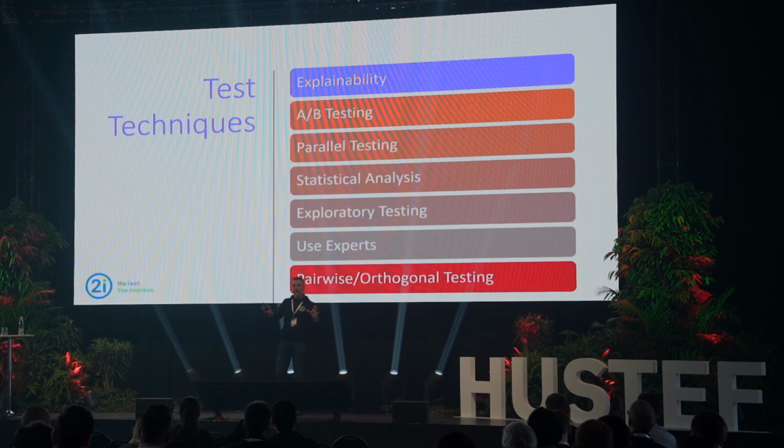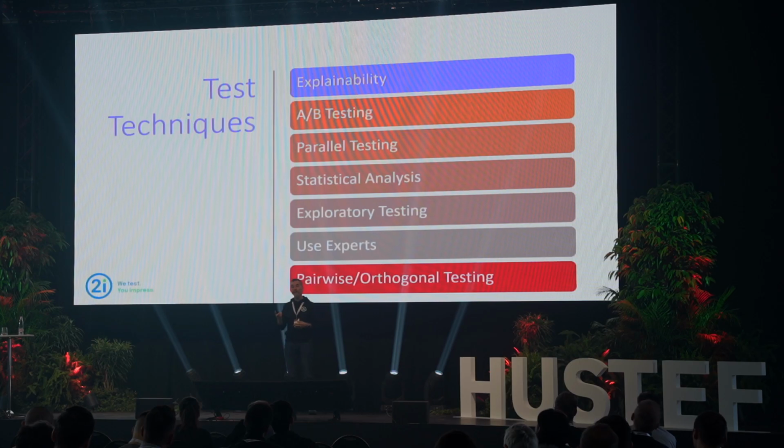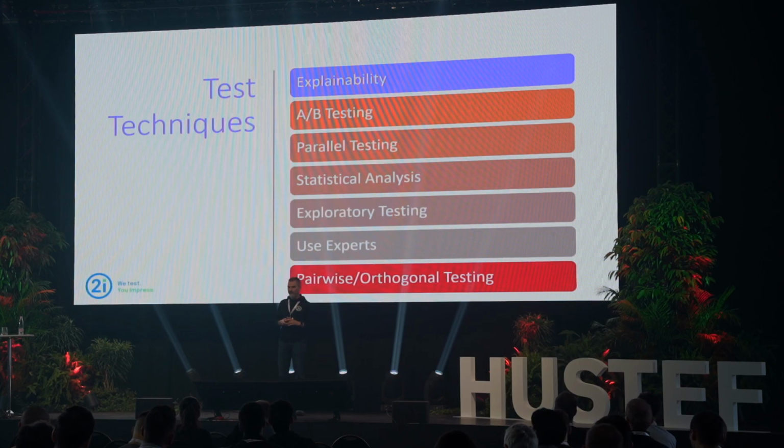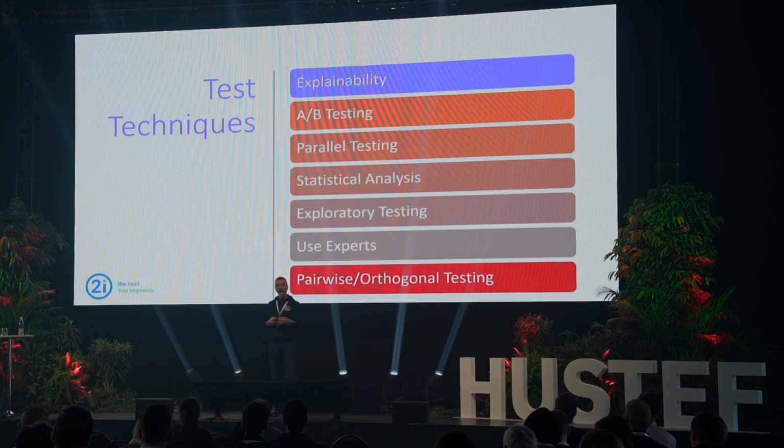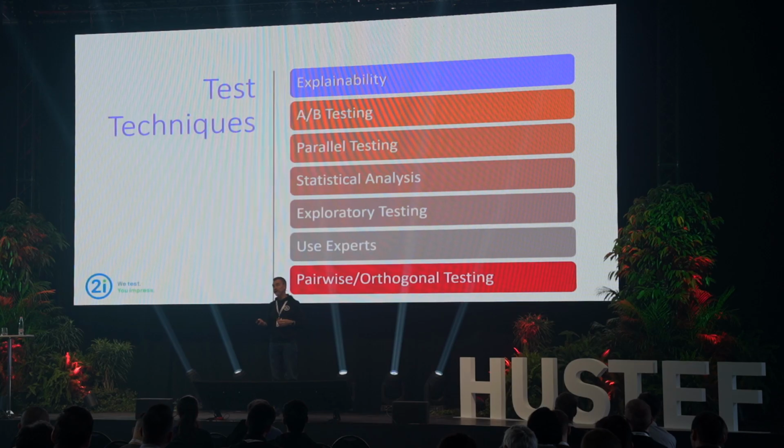Parallel testing is where you've got the old system running alongside your new system. And you compare the outputs from the two, and then you switch to the new system when you're comfortable that it's working. Statistical analysis I mentioned. Exploratory testing. One of the key points that Tariq made this morning was that exploration is really important. That's what we're good at. That's what we should be doing, exploring. And AI is very fertile ground, especially generative AI, for exploratory testing.